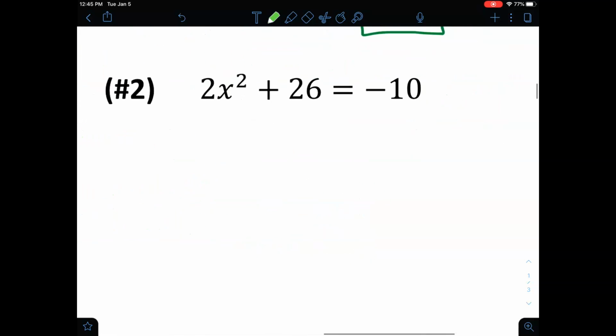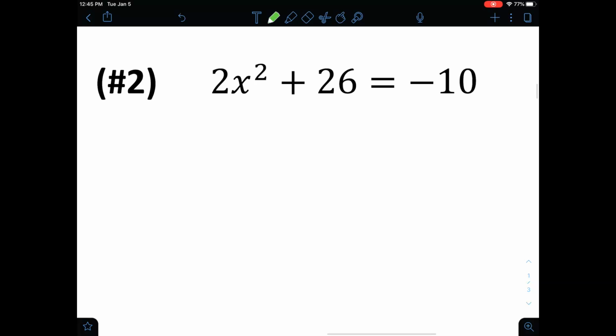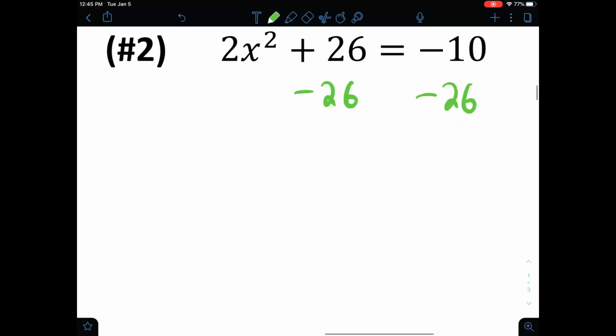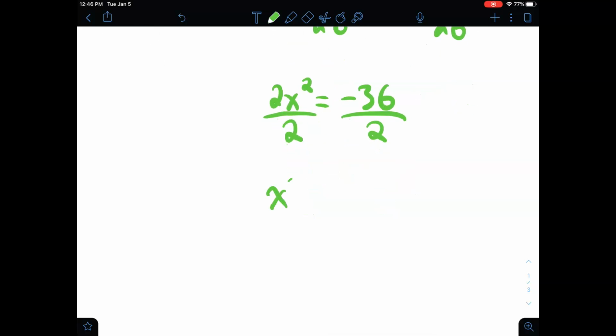Okay, number 2. We have 2x squared plus 26 equals negative 10. We need to get that x squared by itself. Now, what are we going to do first? We're going to get rid of the 2 or the 26? If it were just 2x plus 26, we would get rid of the 26 first. So we're going to subtract 26 from both sides. So we're going to get 2x squared equals what? Negative 36. How do we solve for x squared now? We need to get x squared by itself, so we're going to divide by 2. We're going to get x squared equals, that's going to be what? Negative 18.